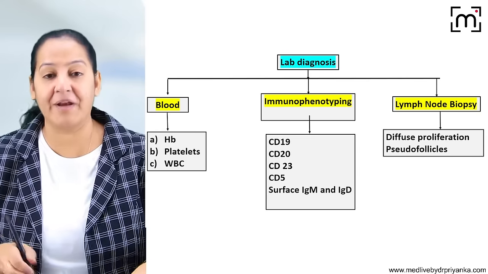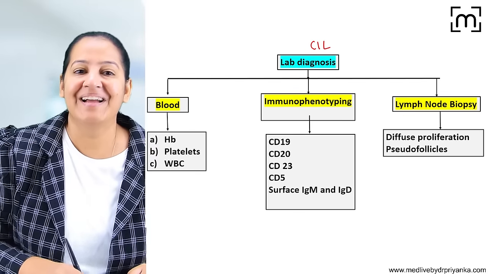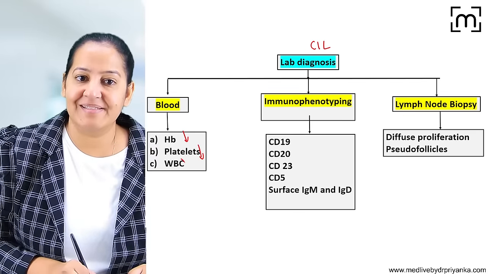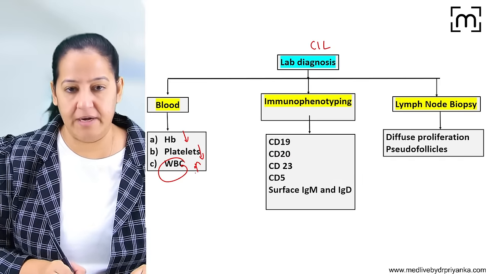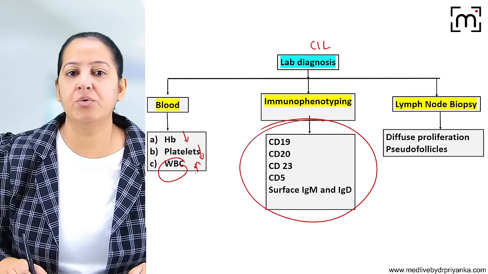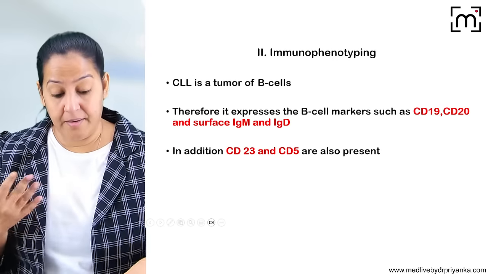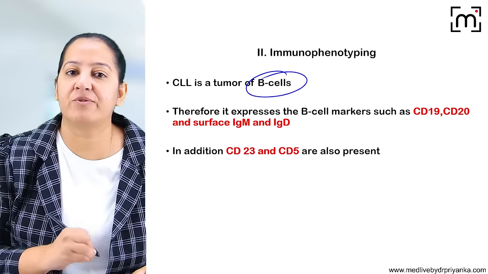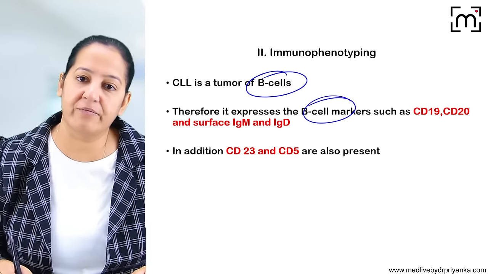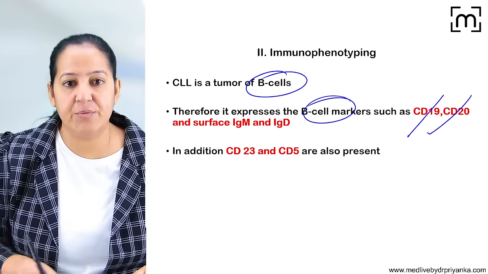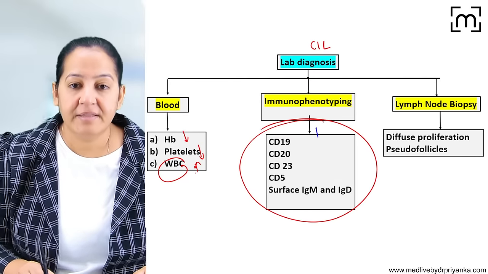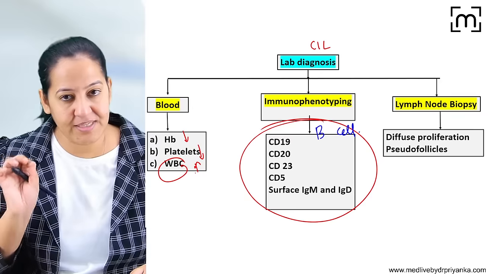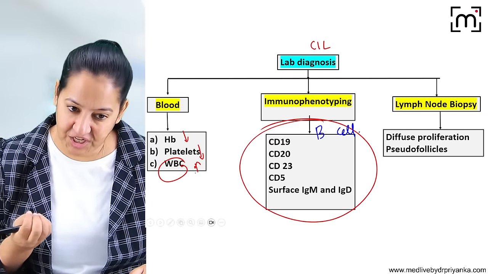Okay, now coming to the lab diagnosis of CLL. Let me finish CLL. In the blood picture, hemoglobin is less, platelets are less, WBC is more, and most of the cells, as I told you, are lymphocytes. Immunophenotyping you can do. It is a leukemia of the B lymphocytes, so all the markers of B lymphocytes are present, like CD19, CD20, surface IgM, IgD, along with CD23 and CD5. These are B cell markers, because mature B cells are present here, which are mutated.